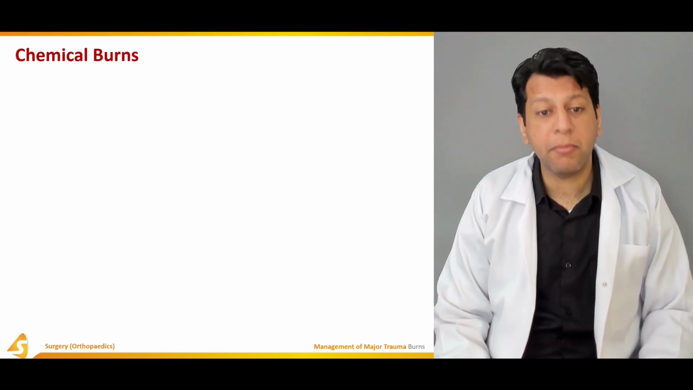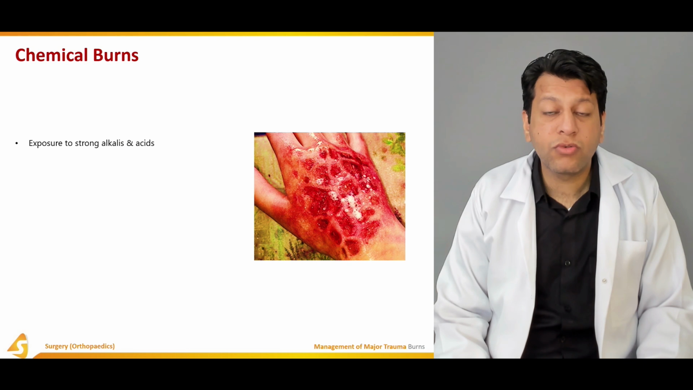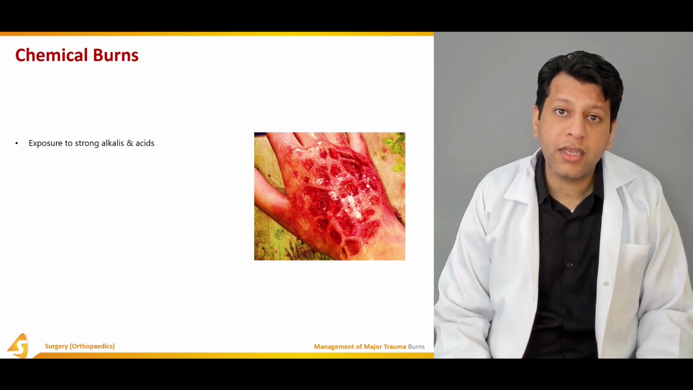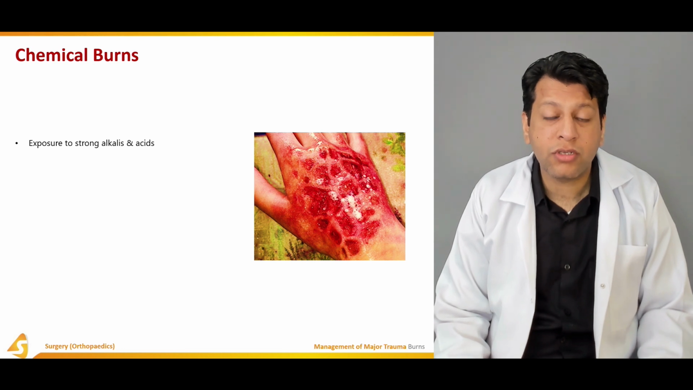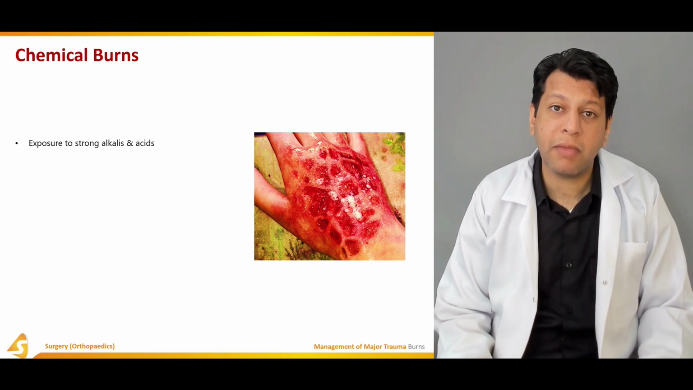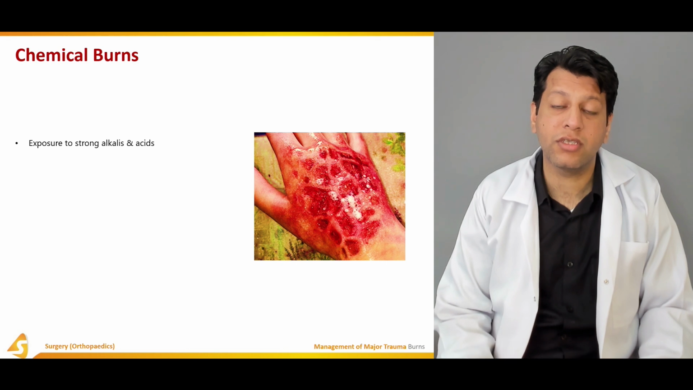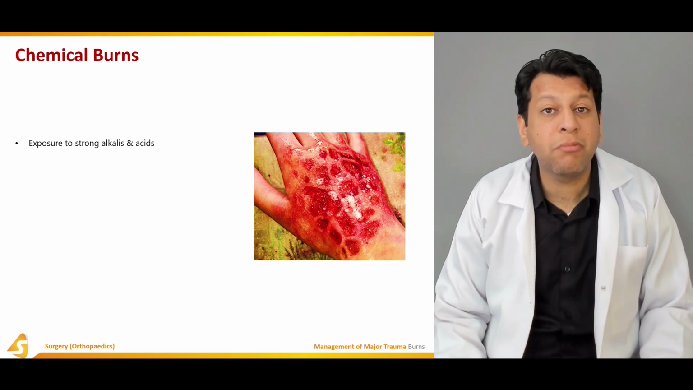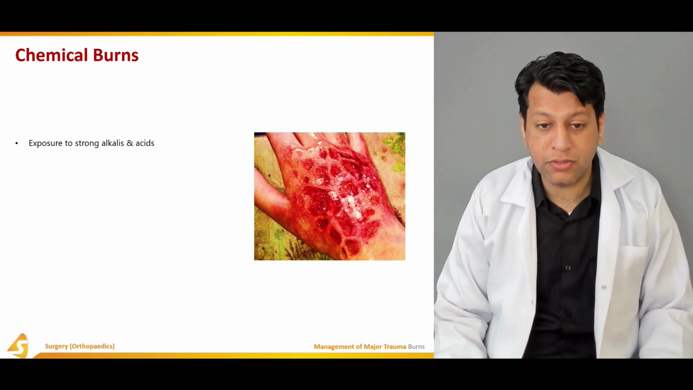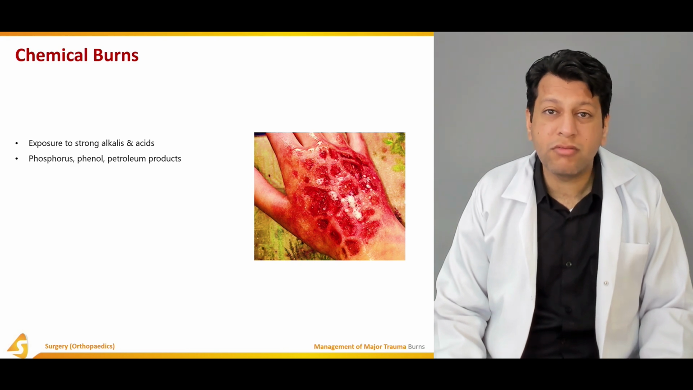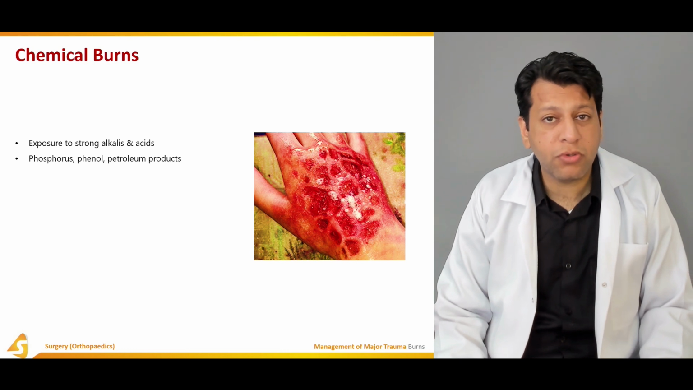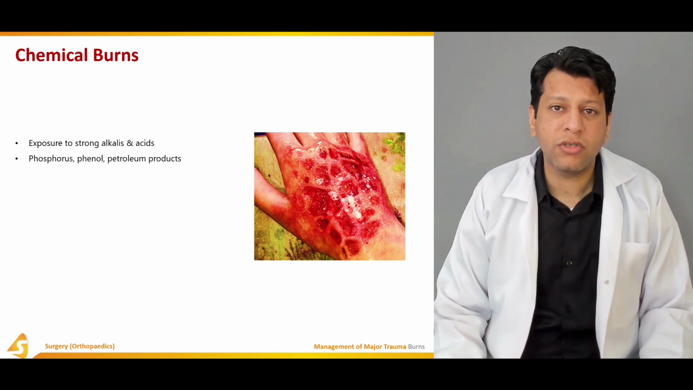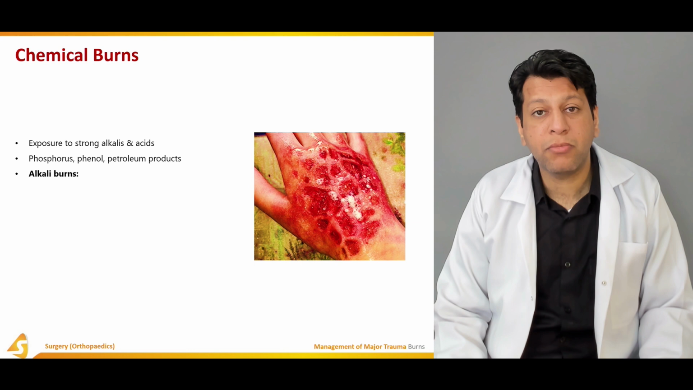Now coming to chemical burns. This could be due to exposure to strong alkalis or acids. For example, if an acid is thrown on somebody's face, or some kind of chemical is thrown on somebody's face, this can lead to a specific type of burn, called a chemical burn. Usually it could be due to phosphorus, phenol, or petroleum products, but most commonly it is due to acids, which is important.